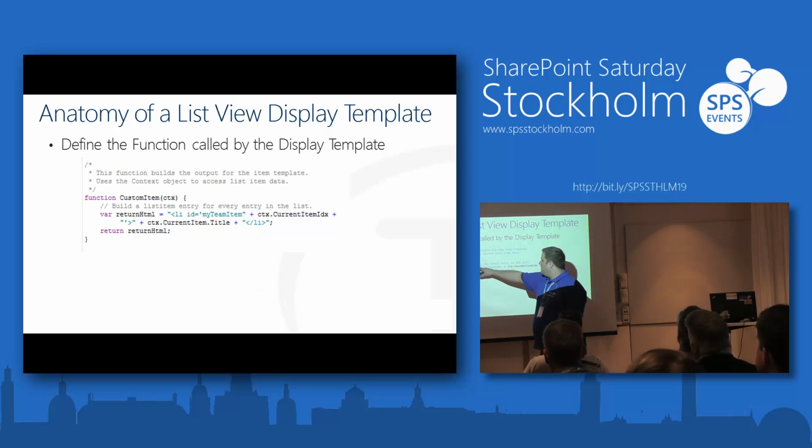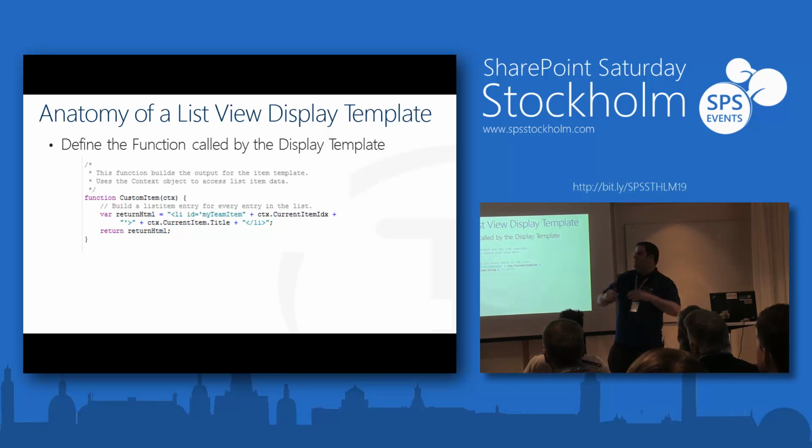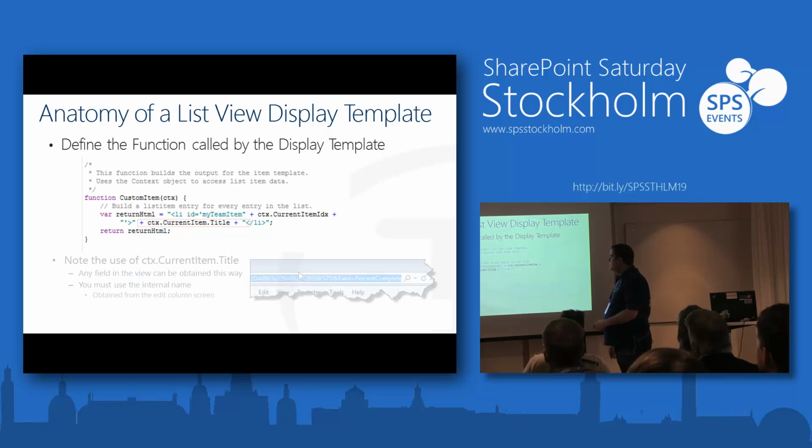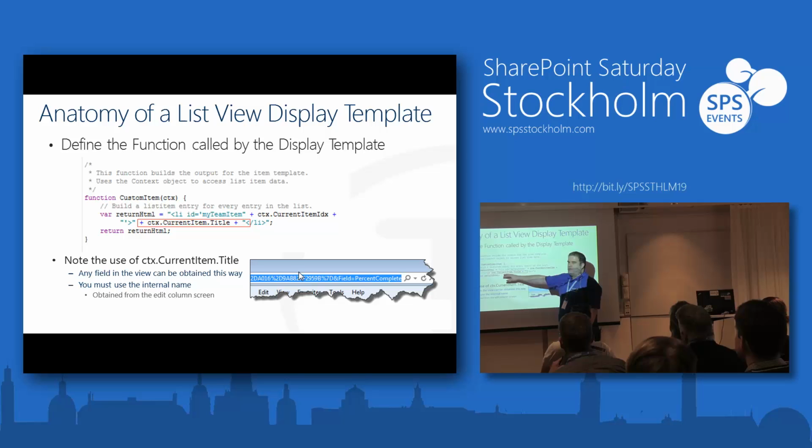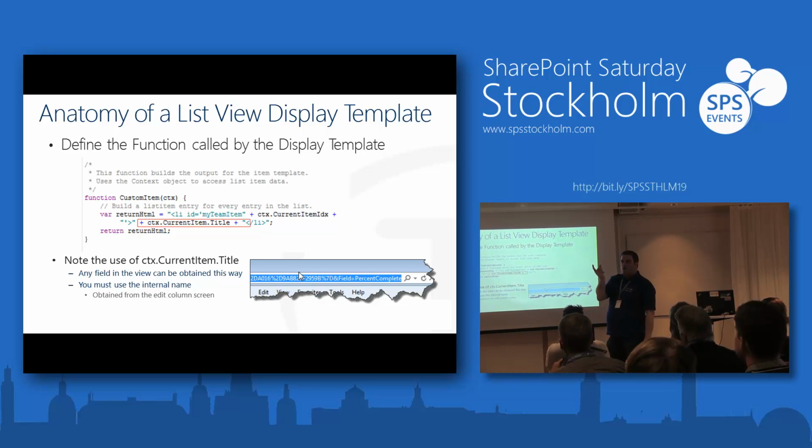Each time it does that, it's going to pass the object in through our function. And I'm doing a very simple thing. I'm just literally going to return a list item here. A couple of things to point out: ctx.currentItem is our list row. All of the field names are available straight after that object, so you don't need to go and start digging into the XSLT to find out what that item node title is.